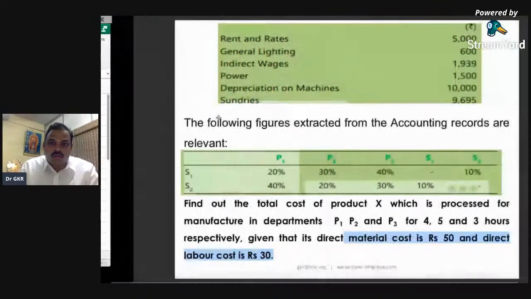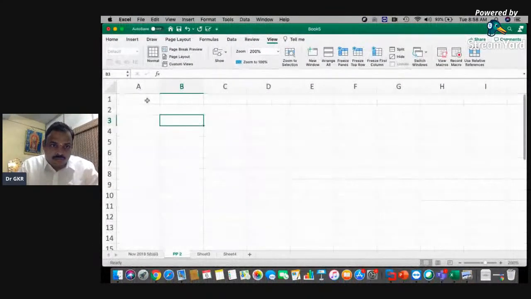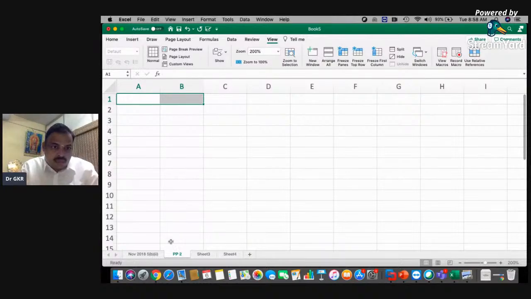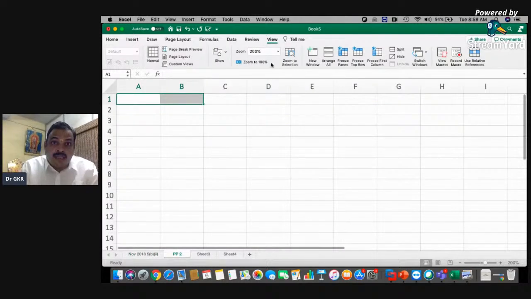Good. So now let us first find the statement showing the distribution, the distribution statement. Either you can call it an apportionment and reapportionment statement. Okay, so let's do that. It is very similar to this one. You have 3 production departments and 2 service departments. So the same columns 1, 2, 3, 4. We did 5 plus 2, 7 columns. Here we need maybe 8 columns. Okay, so I'll do 8 columns.